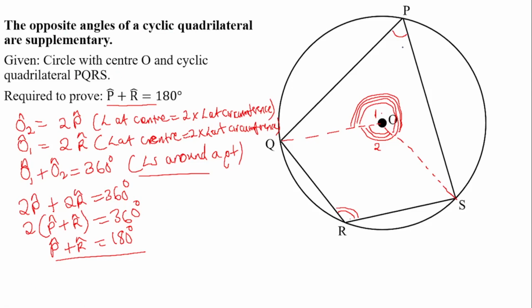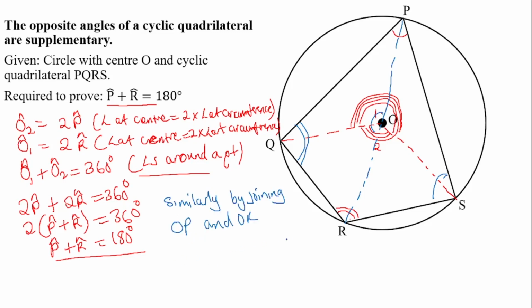Similarly, we can construct OP and OR, and then we prove that angle Q plus angle S is equal to 180 degrees. Okay, we can prove that angle Q plus angle S is equal to 180 degrees.